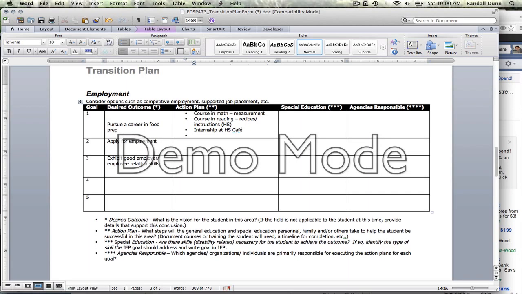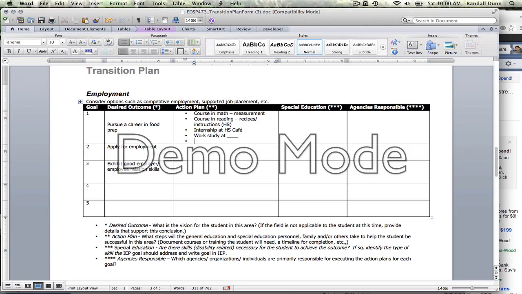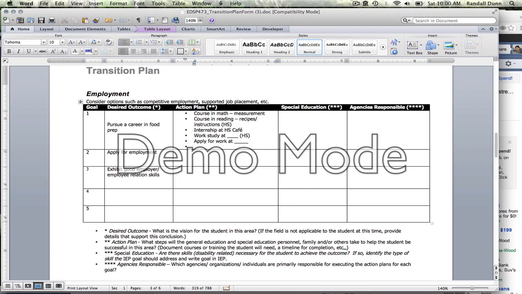And then he does work study at, and name some restaurant of some sort, or some place that they prepare food. And this will be after high school or during high school also. And then he's going to apply for work at whatever that place is. You're going to name it. And that may also still be in high school.